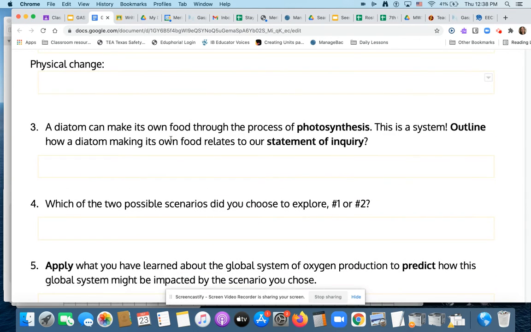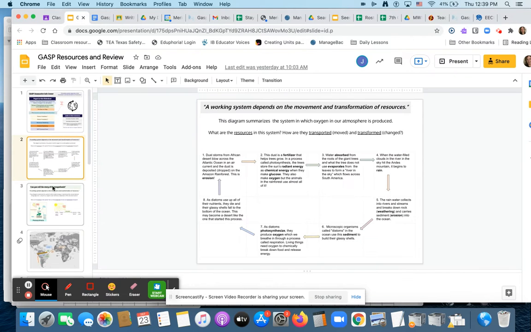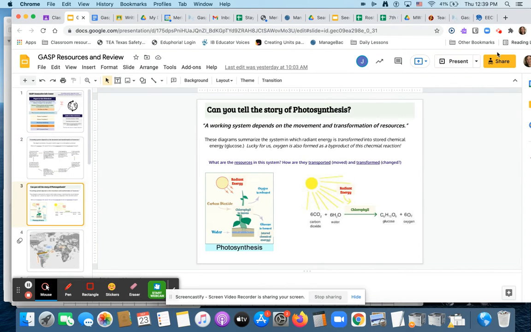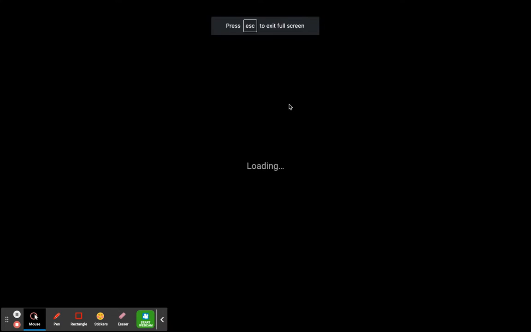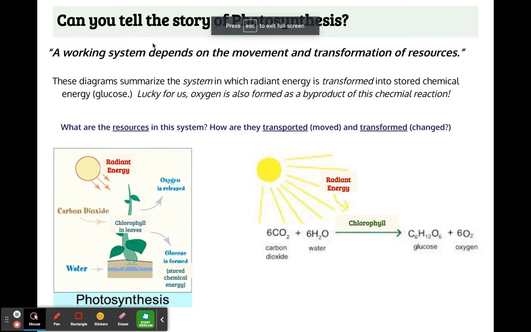Next question. A diatom can make its own food through the process of photosynthesis. This is a system. Outline how a diatom making its own food relates to our statement of inquiry. All right. Again, resources. It's all right here. Can you tell the story of photosynthesis? Here is a statement of inquiry. It's all right here, y'all. How are the resources transported? How are they transformed?